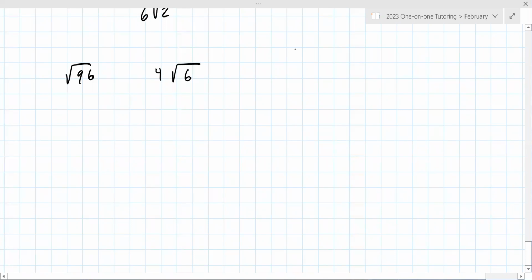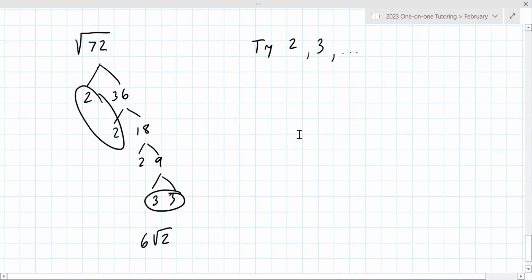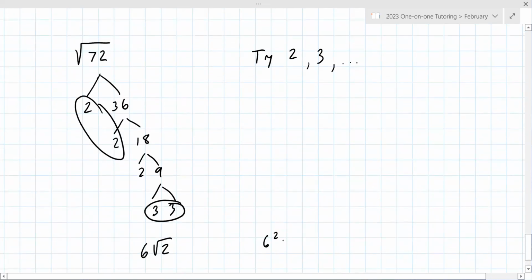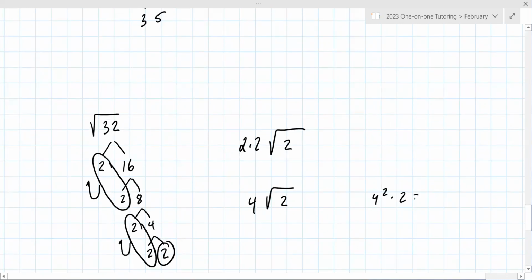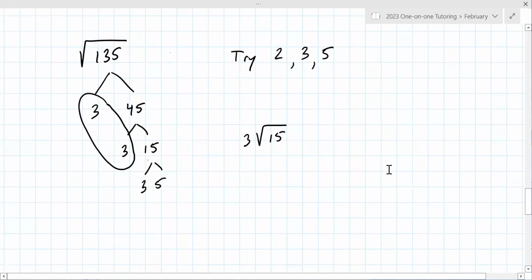Yes. Now here's how I check these, by the way, without doing the work. I square the 4 and I multiply it by the number under the root. So 4 squared is 16 times 6 is 96. Now let's go back and see if that works for all the other ones. Is 6 squared times 2 equal to 72? Yes. How about this one here? Is 4 squared times 2 equal to 32? Yes. I think you're seeing a pattern here.